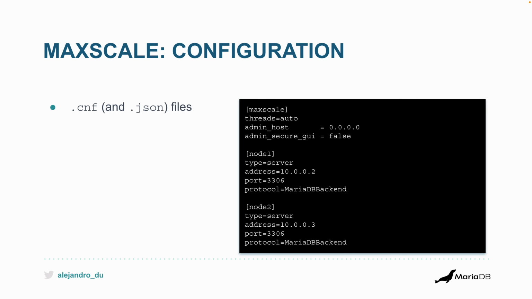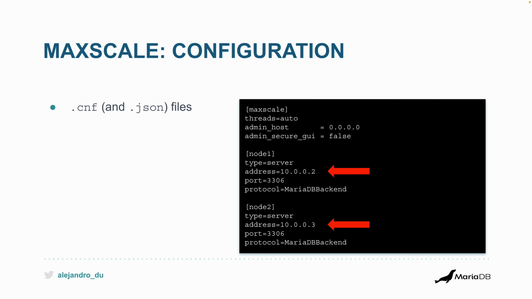In the case of MaxScale, you have configuration files, .cnf, and for some of the things you have to use JSON, but we are not going to go through that. Here's an example. So I have a configuration file, and pay attention to these two sections here first. So we are defining nodes 1 and 2. They are servers. It says type equals server.